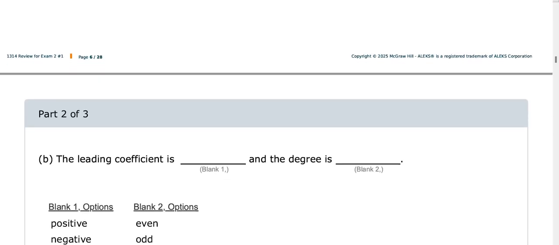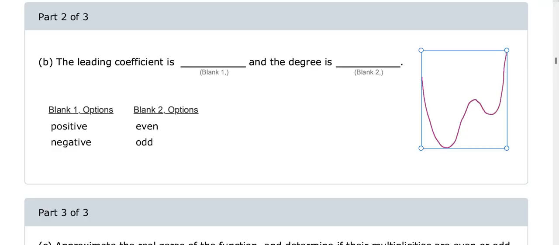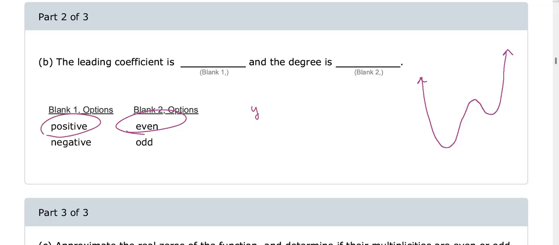Okay, it's up, up, so it has to be an even degree. And since it's up, up, the leading coefficient has to be positive. Think about it this way: y equals x squared versus y equals negative x squared. So it's even degree because it's the same on both sides. It's going up, up. And it has to be a positive number out front.